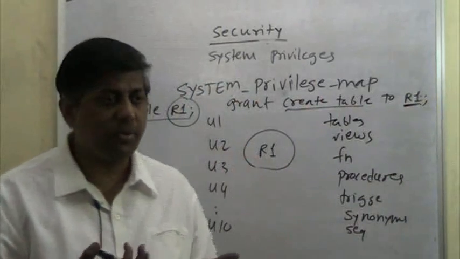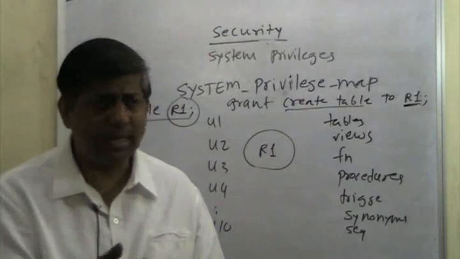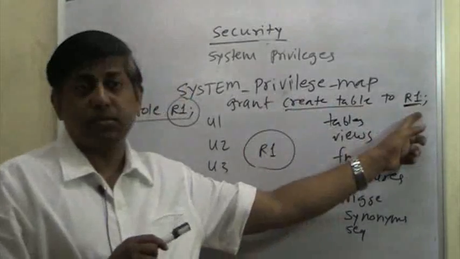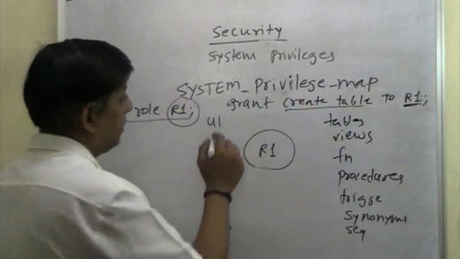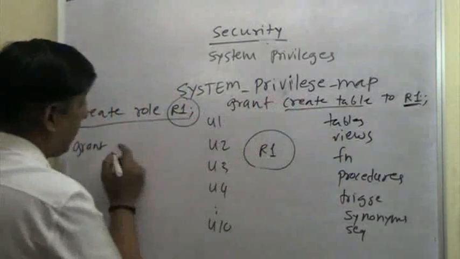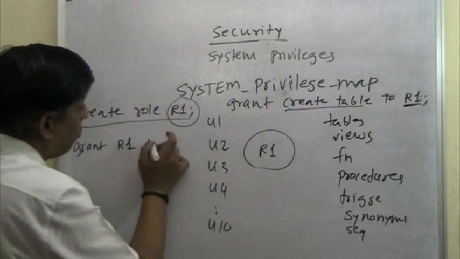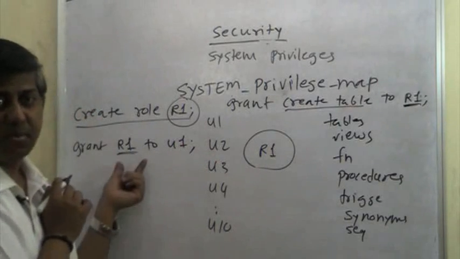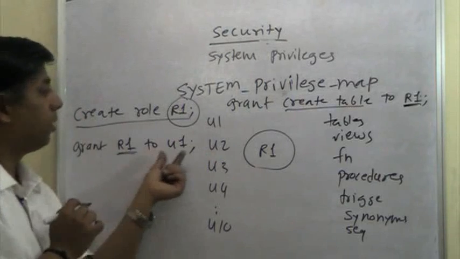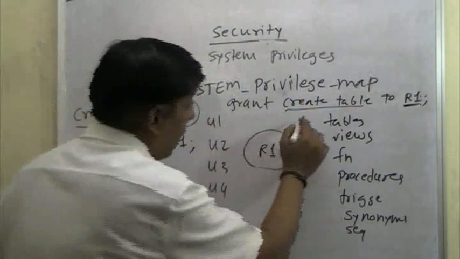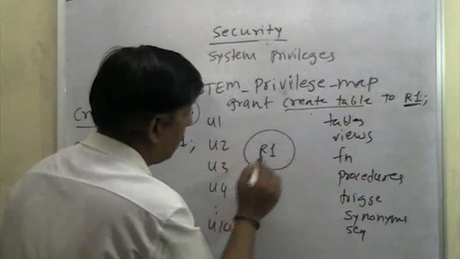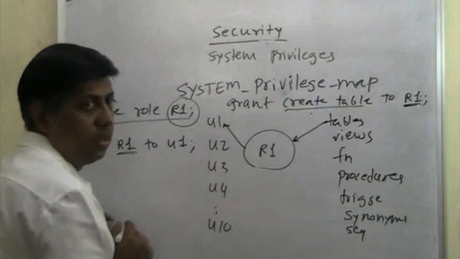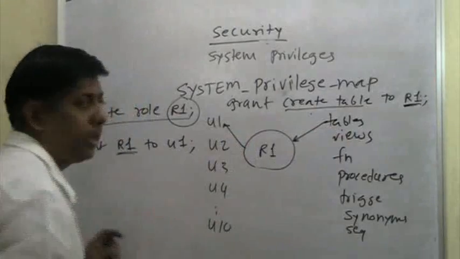So after that, what will happen to R1? R1 is not a user. You cannot log in as R1. R1 is a role. It has nothing to do with a user. But because of this, what happens now? I can say, after this thing, grant R1 to U1. Look at this. This is not a privilege now, this is a role. So I am granting a role to a user. So here I am granting a privilege to a role. So now a privilege has been granted to a role, and a role has been granted to a user. Because of this, the privilege gets automatically granted to a user.